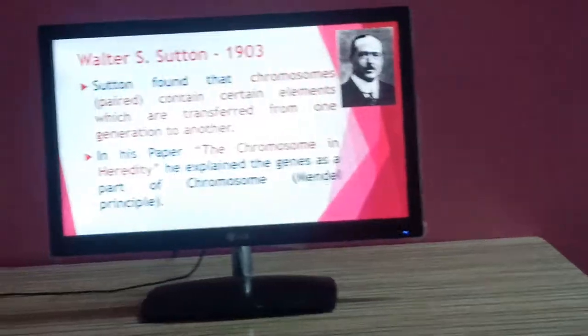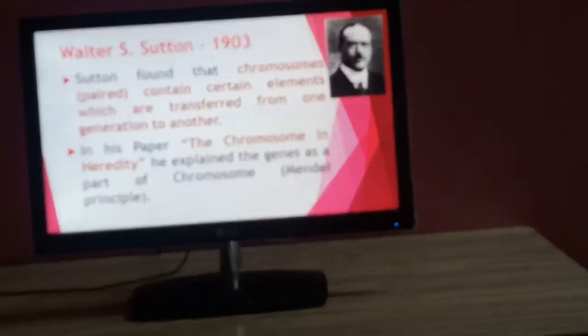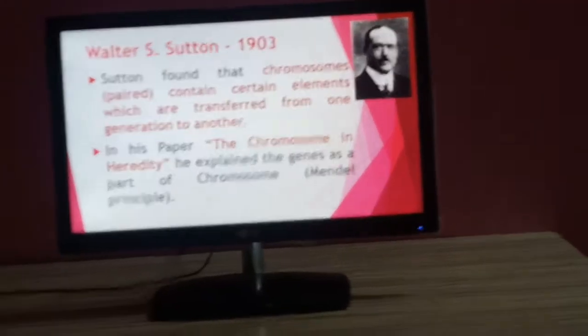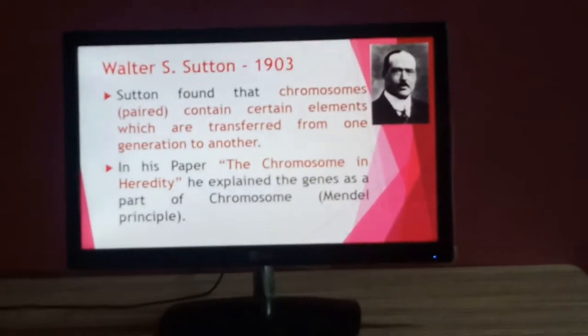Based on this, Walter S. Sutton identified that these paired genes are generally present in the chromosomes of humans. In his findings, he put in a paper that the chromosome is hereditary, telling about the concept that the Mendelian factors are present in the chromosomes.